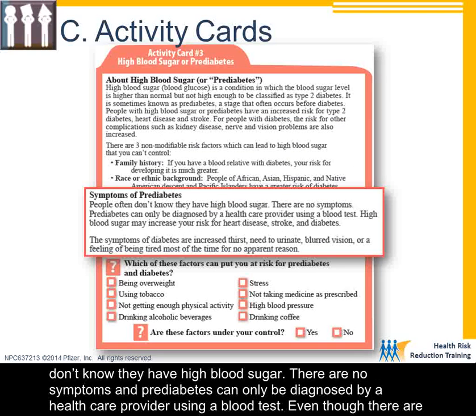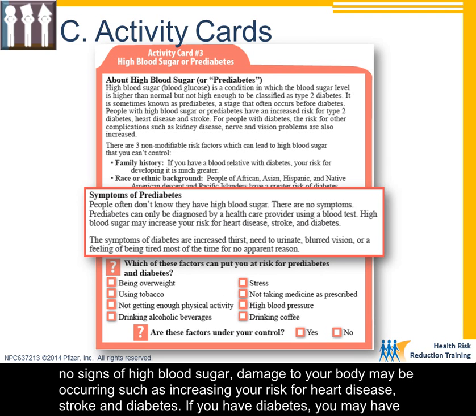People often don't know they have high blood sugar. There are no symptoms, and prediabetes can only be diagnosed by a healthcare provider using a blood test. Even though there are no signs of high blood sugar, damage to your body may be occurring, such as increasing your risk for heart disease, stroke, and diabetes.